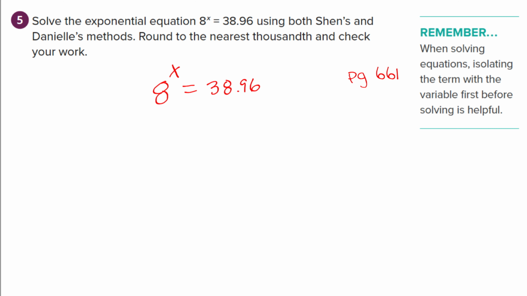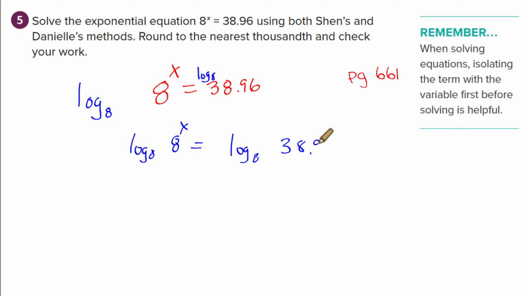All right, so we get 8 to the x power equals 38.96. So the way that we've done this in the past, if we have taken a log with whatever the base is. So this is log base 8. We're going to do that on both sides. We're going to take a log base 8. So that's going to give us log base 8 of 8 to the x is going to equal log base 8 of 38.96.